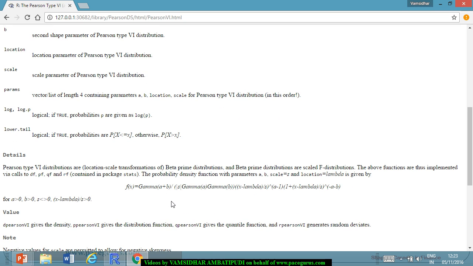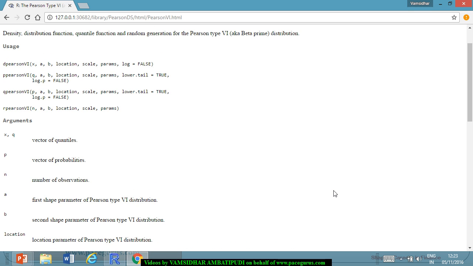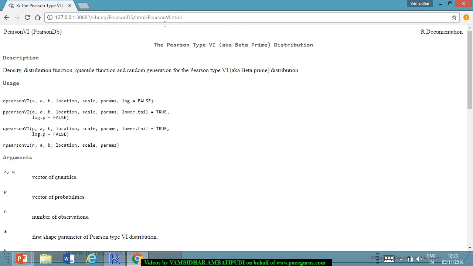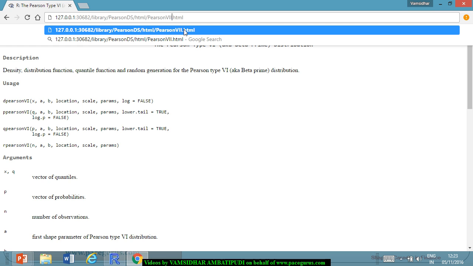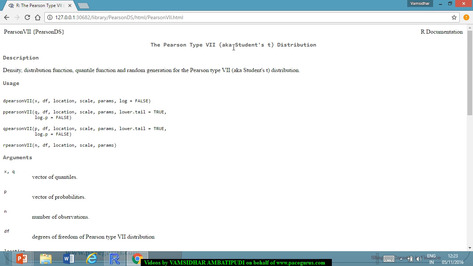So this also, if you see, the equation is more or less similar. The density function is looking more or less similar. The only difference here is the power of minus a minus b. This is because it's a generalized kind of beta distribution. Similarly, I can take the Pearson 7 distribution, which is more similar to your student t distribution. So it requires degrees of freedom, the location, and the scale parameters. So these are the three things that it requires.